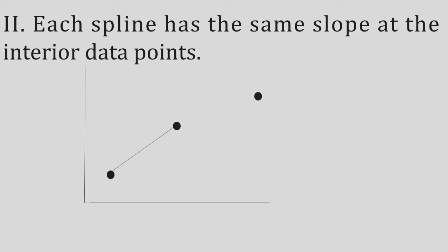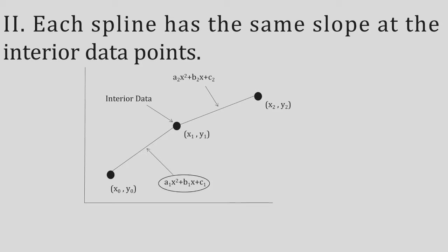Back to the plot. This one has our inputs. So, this is our interior data, okay? So, what we do to make the slope the same at this interior data point is to take the derivative of this one and of that one so that they have the same slope at this interior data point. Okay?